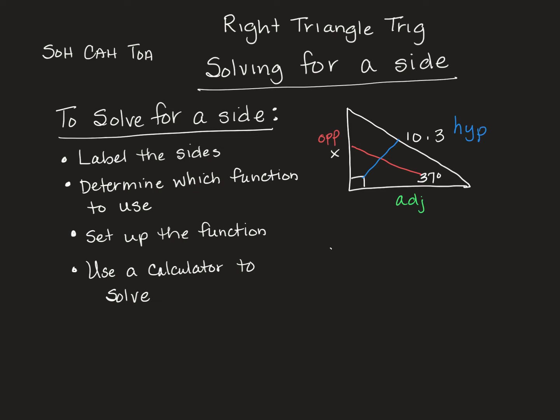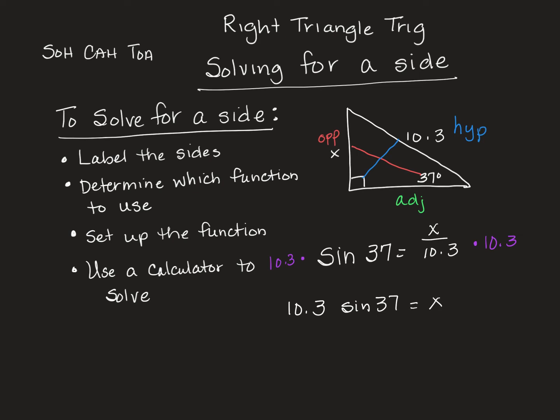So we are going to set up that this is the sine of 37 degrees equals my opposite, which is x, over my hypotenuse, which is 10.3. So now we're going to solve for my x value. We're going to do that by multiplying both sides by 10.3. That's going to give me 10.3 sine of 37 equals x.